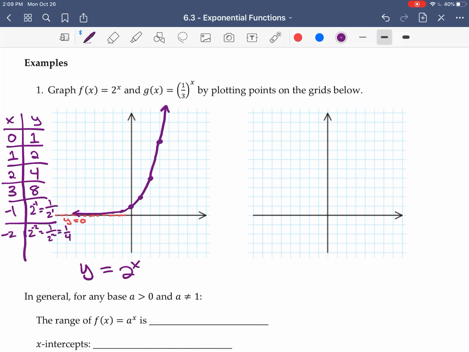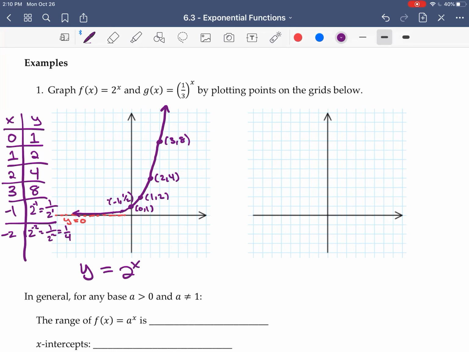Okay, so I should label some of these maybe. Okay, and then we have negative 1 and 1/2, and I'll stop there. So that's what our graph of 2 to the x looks like.